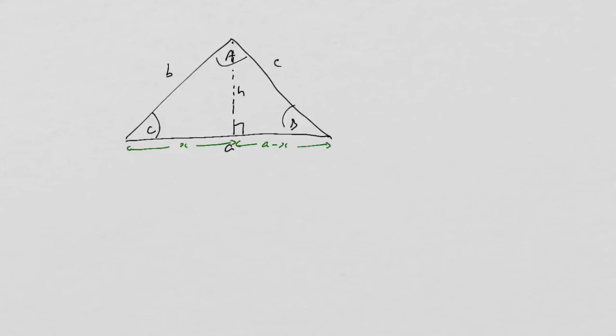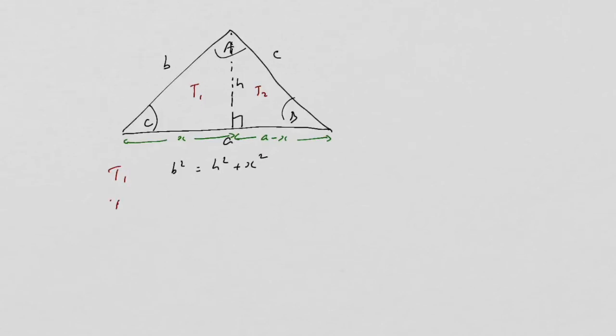Okay, now the next thing we do is apply Pythagoras. If we look at the left-hand triangle, I'll label those triangles again. For T1 we have that b squared equals h squared plus x squared, and for triangle 2 we have c squared equals h squared plus (a minus x) squared.